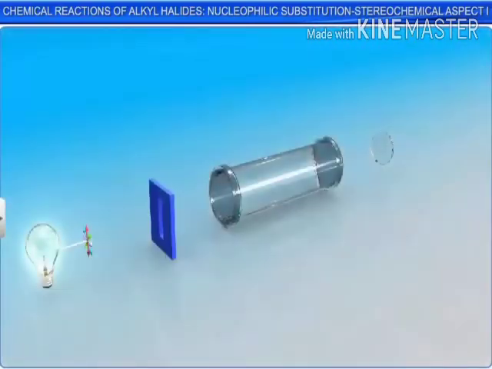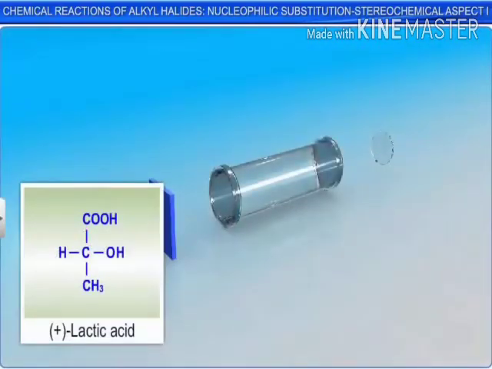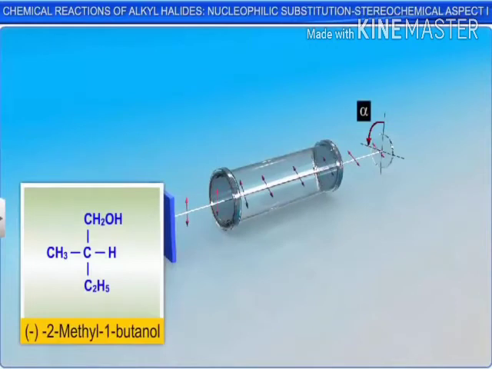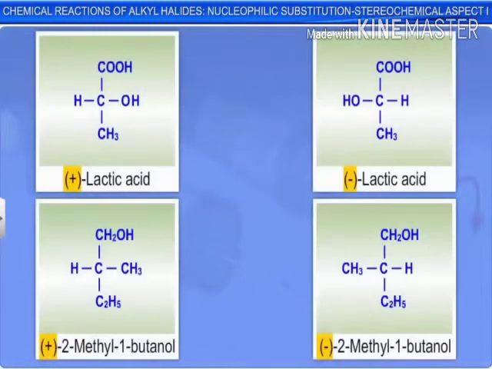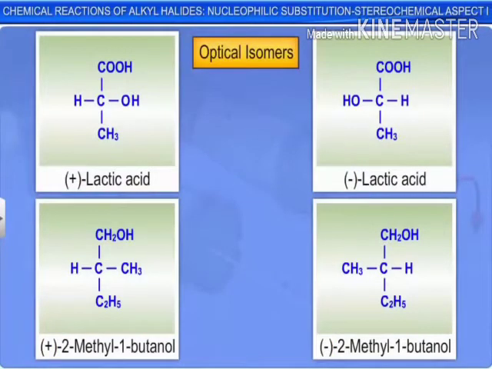For example, the lactic acid extracted from muscle tissue rotates plane polarized light to the right, and hence is known as dextrorotatory lactic acid or plus lactic acid. Similarly, the 2-methyl-1-butanol obtained from fusel oil rotates plane polarized light to the left, and it is known as levorotatory 2-methyl-1-butanol or minus 2-methyl-1-butanol. Such plus or minus isomers of a compound are called optical isomers, and the phenomenon is known as optical isomerism.